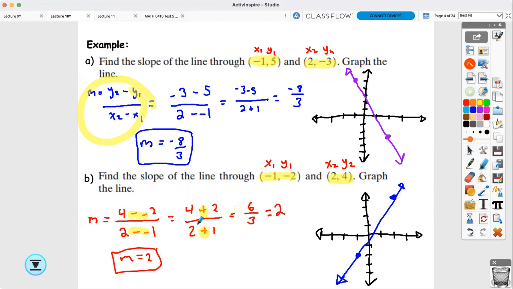4 + 2 is 6, 2 + 1 is 3, which gives us 6/3, which is a division problem. 6 divided by 3, which gives us the 2. So the slope for this line is 2. And then we had to graph it. So I graphed the 2 points they gave us, and voila, we are done.